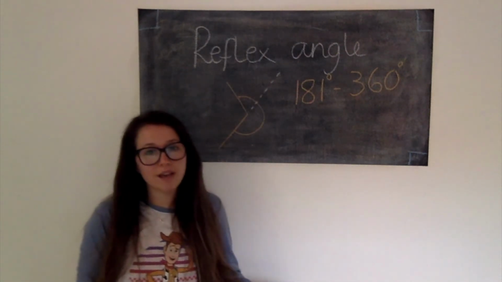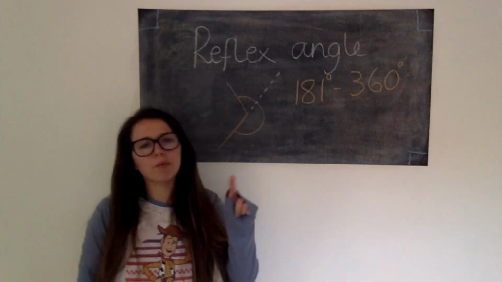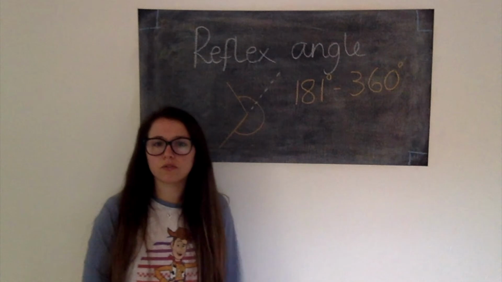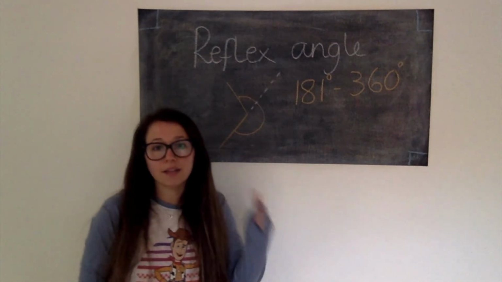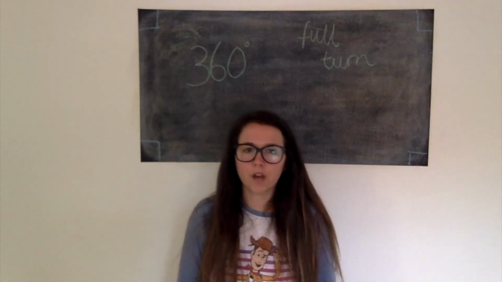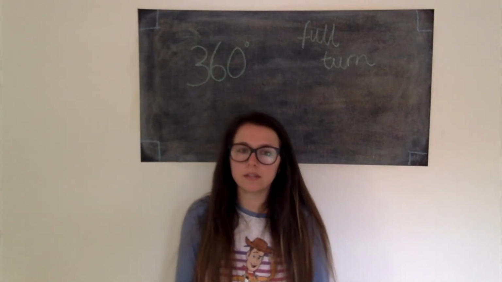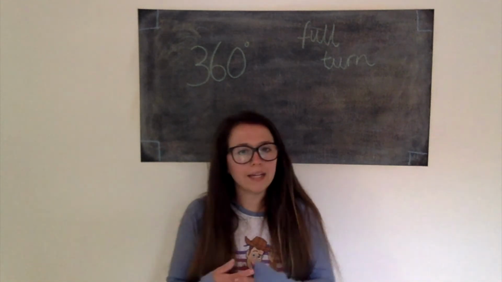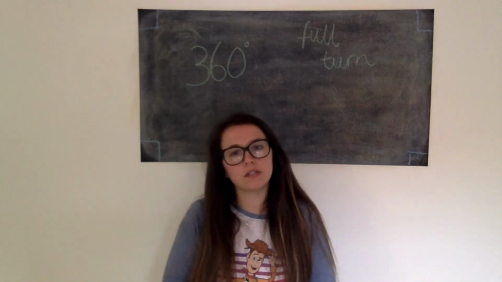So that's your next task. Can you pause the video and tell me why it can't be bigger than 360? Why is 360 degrees significant in angles? And see if you can draw that out for me as well. Okay, so 360 degrees is significant in angles because it's what we call a full turn. An angle can't be bigger than 360 degrees.